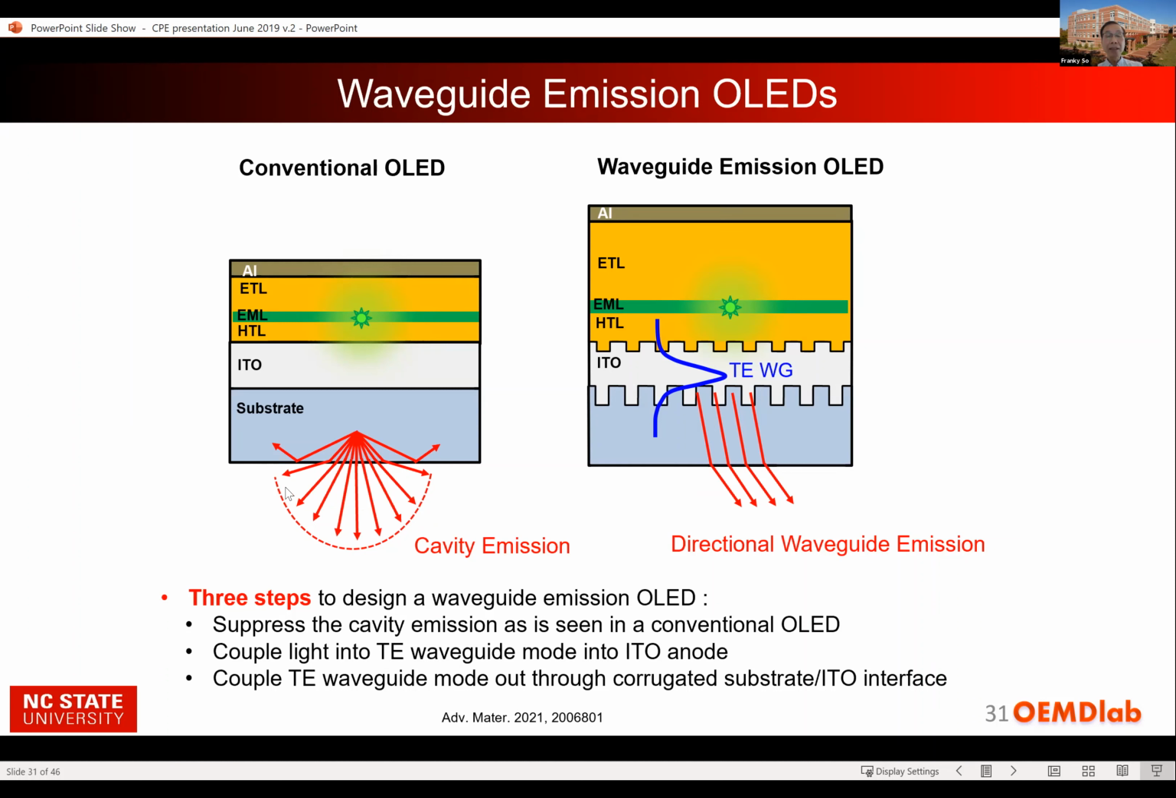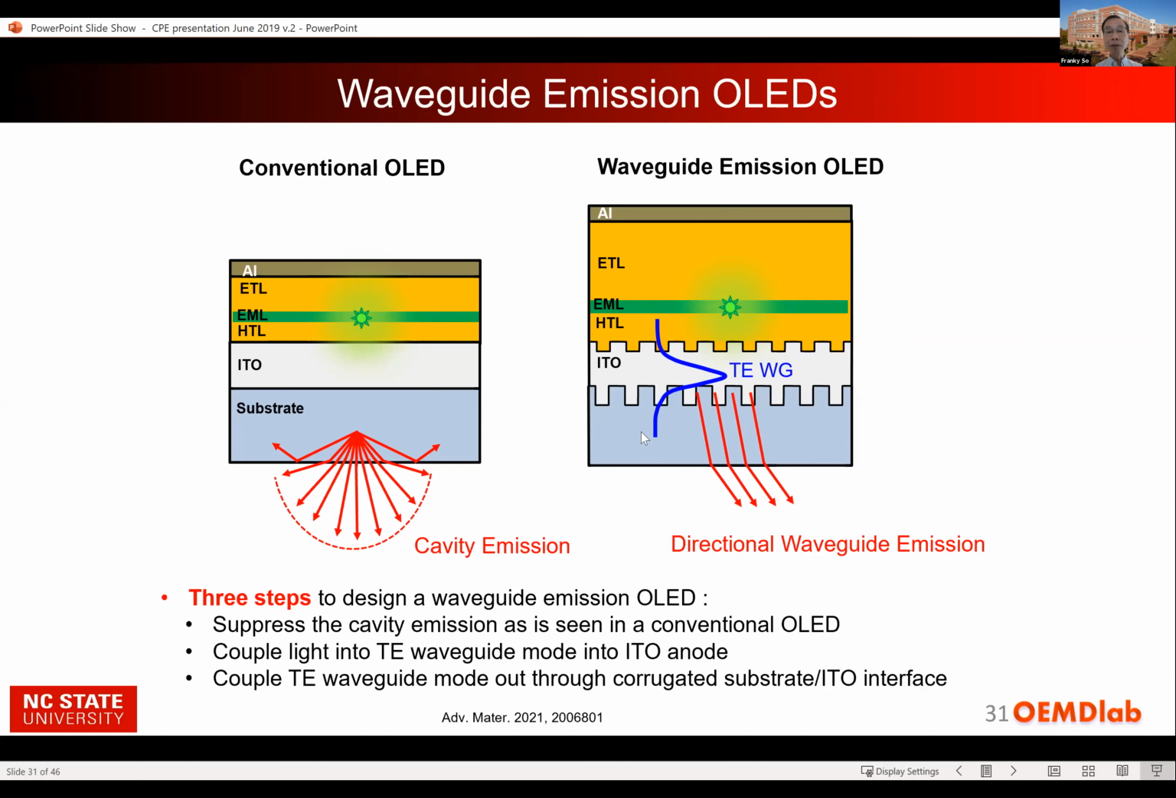To get the highest EQE. But then what we decided to do is to suppress the cavity emission, but we only want to enhance the TE waveguide mode. Now, why do we want to do that? Because the TE waveguide mode, if you remember previously, has a very narrow width in terms of the in-plane wave vector scale, which corresponds to the emission angle. So if you're able to extract the TE waveguide mode, you're going to get a very narrow, well-defined emission angle. Okay, so to do that, we need to suppress the cavity mode.